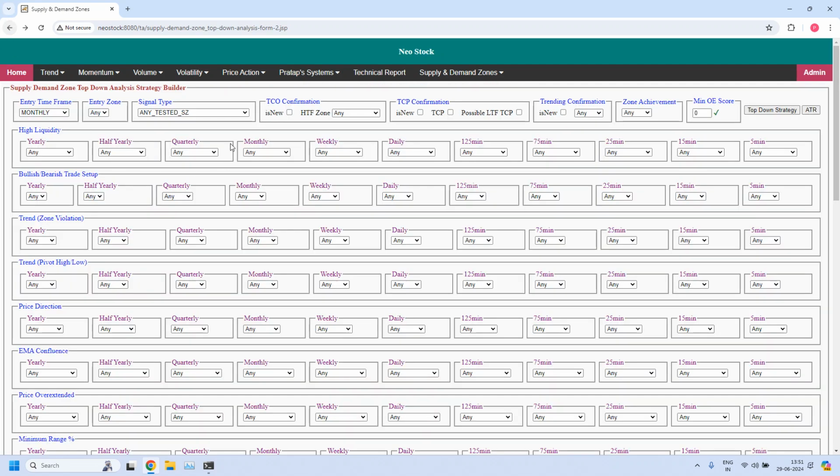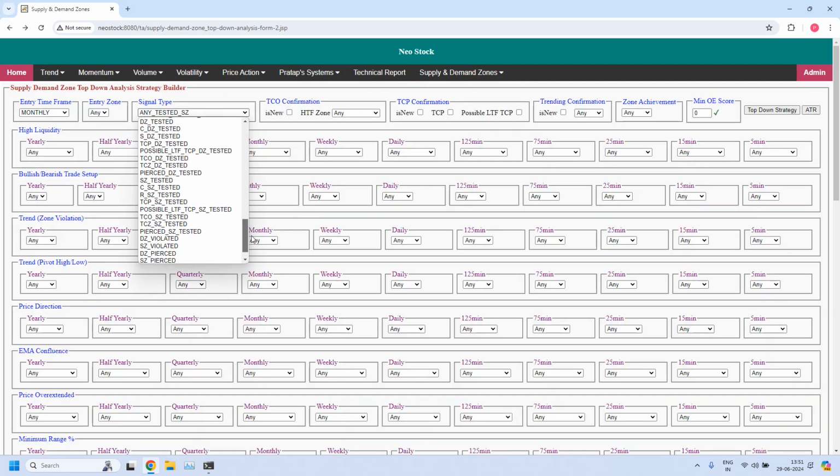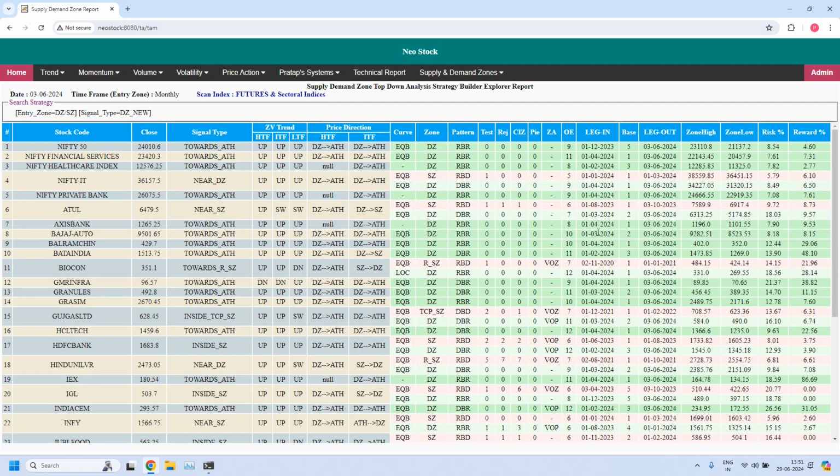And the next report is newly created zones. Stocks having newly created monthly demand zones. That means this week a good number of monthly demand zones are created. Even Nifty monthly demand zone is created.